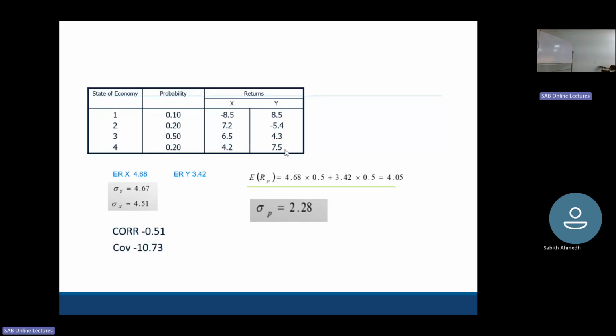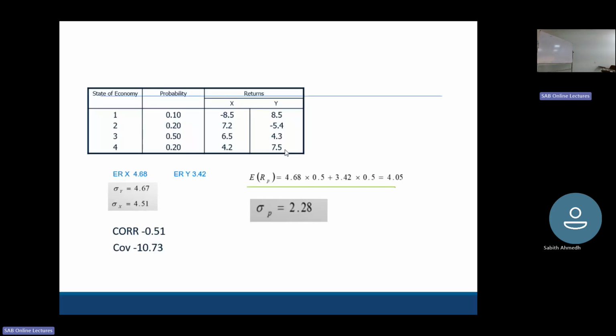At a particular time, because of some event or some happening in the economy, if X's stock return is increasing by 1%, it can be 10%, 100%, whatever, what happens to Y? Y is decreasing by 0.51. They are negatively related, but not perfectly negative. So this is minus 0.51. So there is a diversification advantage.